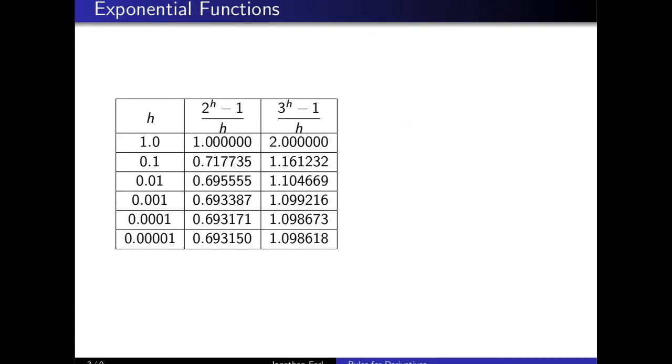And the reason why I have this line with slope 1 in there is that we see that as h gets closer and closer to 0, the quotient that we would have for the slope for the line 2 to the x at x equals 0 is sitting at about 0.69, and the slope for the tangent line for 3 to the x at 0 is a bit over 1, so it's about 1.1. And what would be really interesting is to find the number that has the property that this number, when raised to the power of x, the slope of the tangent line at 0 is 1.